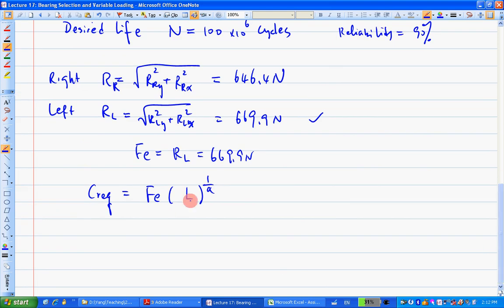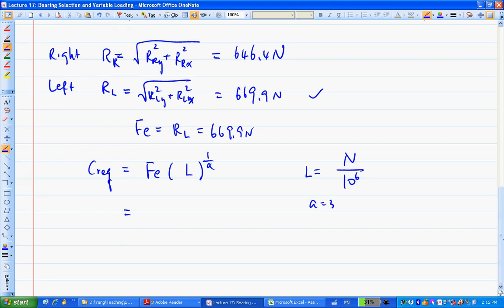Okay. So what's the L then? The L that is here is your desired life over 10 to the power of 6, right? And the A of 3 is for the ball bearing, so A is 3. Now you have all the numbers, so plug in the numbers: 669.9 times 10 to the power of 1 over 3. Okay, that's the C required. Do the calculation, which turned out to be 699.5 pound force.